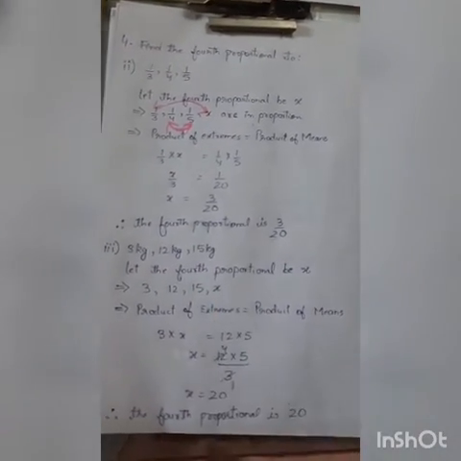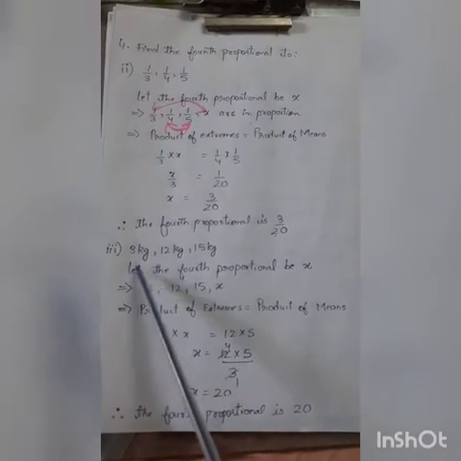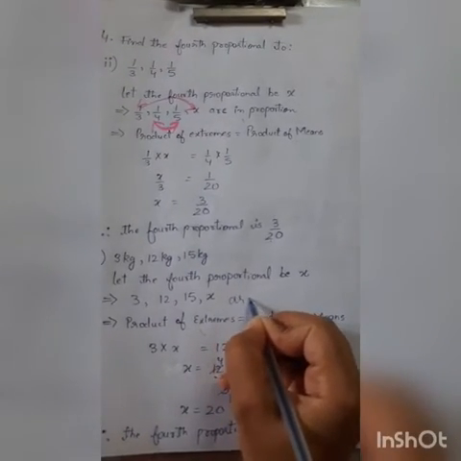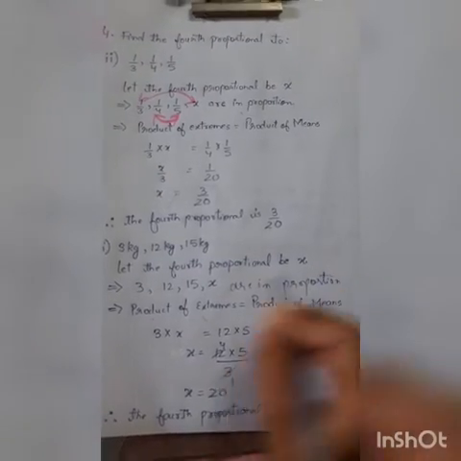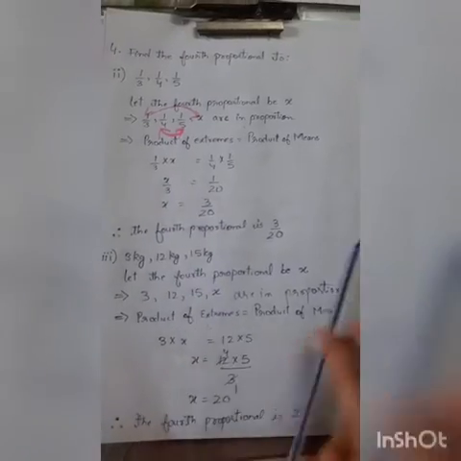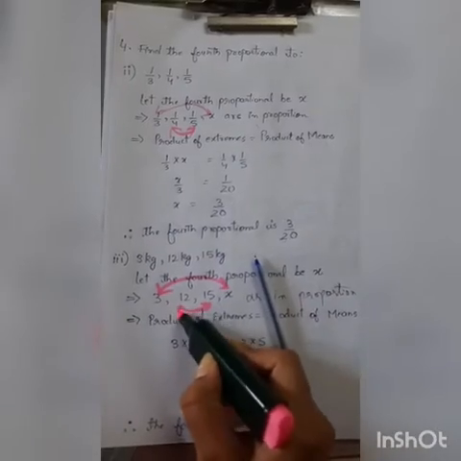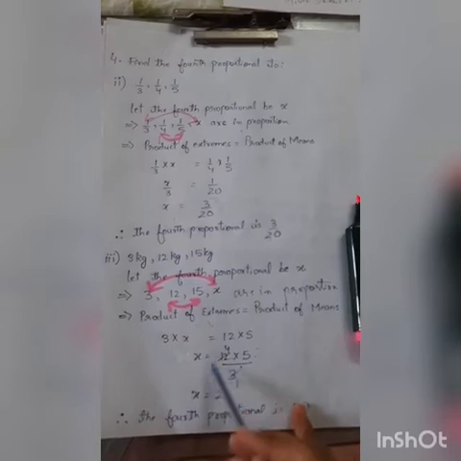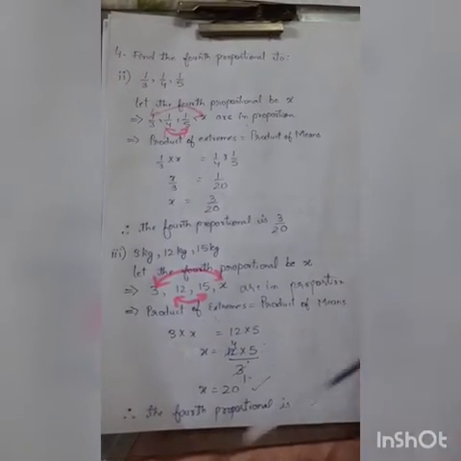Likewise, I am doing the third part. The first part is homework for you. Let the fourth proportional be x. Therefore, this implies 3, 12, 15, x are in proportion. Because they will be in proportion, what does it imply? That the product of extremes is equal to product of means. Product of extremes means 3 into x is equal to 12 into 15. So x will remain here. 3 will divide with 12 into 5. I have cut with the table of 3. Answer came 20. So the fourth proportional is 20. Okay.